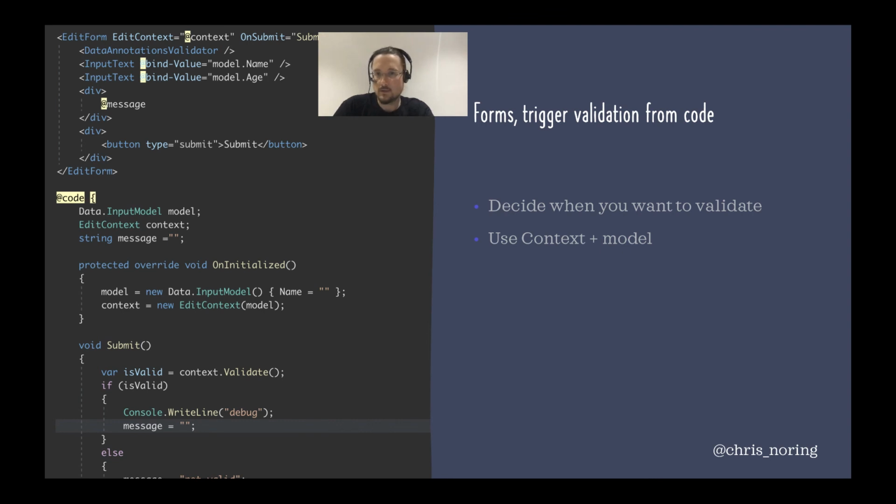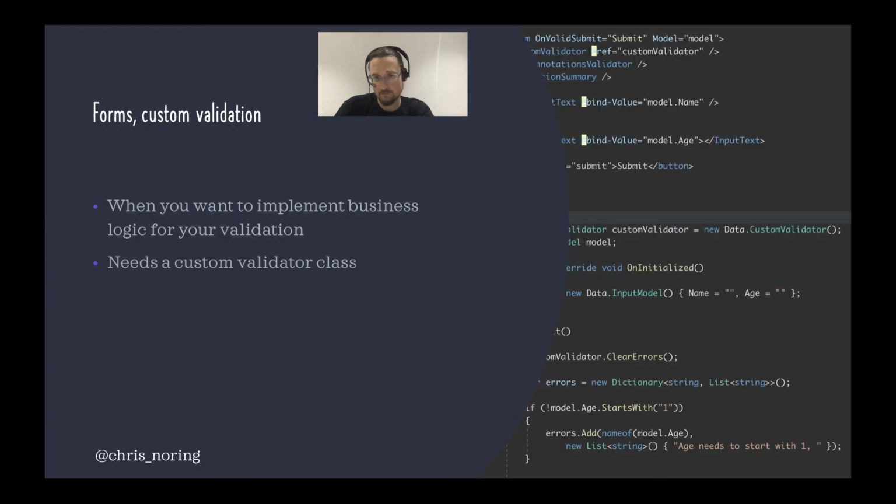We can also trigger validation from code should we want to. In this case, we need to work with a more advanced context object. So instead of a model, we talk to a context, and we can call validate on that context, and this is how we are programmatically able to validate. Normally, it validates by you hitting a submit button.